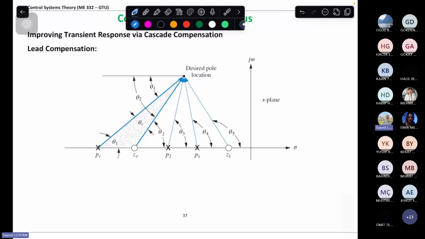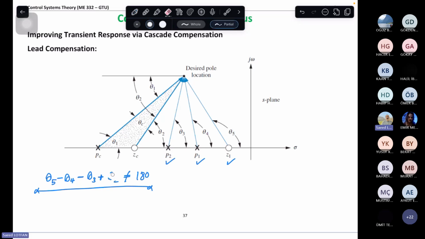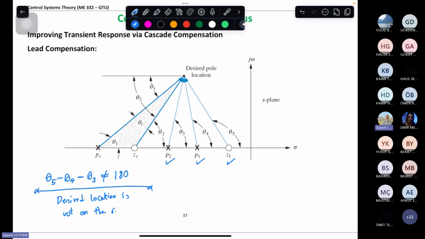What is it exactly doing? When we don't have the lead compensator, we have theta 5 minus theta 4 minus theta 3, okay, and this is not 180. Sorry, theta 2 is not there. We have just theta 5, theta 4, and theta 3, and it is not 180 because the desired location is not on the root locus.